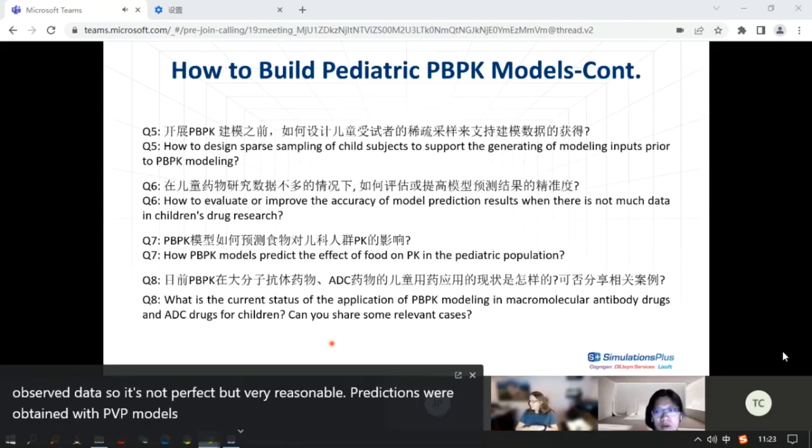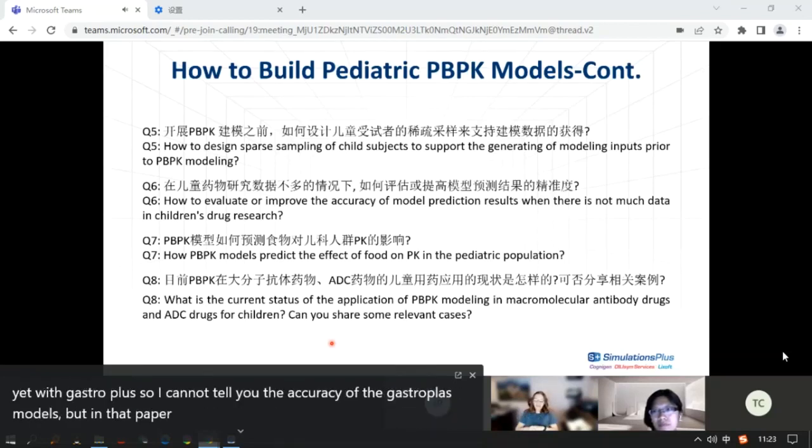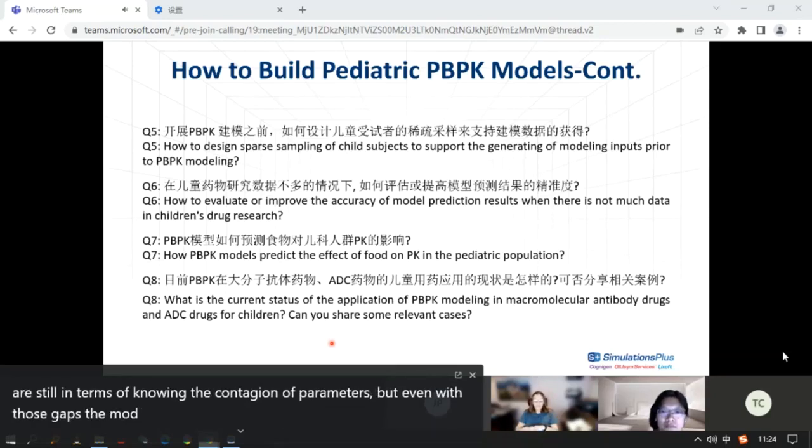We have not completed those simulations yet with GastroPlus, so I cannot tell you the accuracy of the GastroPlus models. But in that paper, they highlighted, of course, a lot of gaps that still exist in terms of knowing the ontogeny of parameters. But even with those gaps, the models are already able to do a pretty good job of predicting the PK for monoclonal antibodies as well.